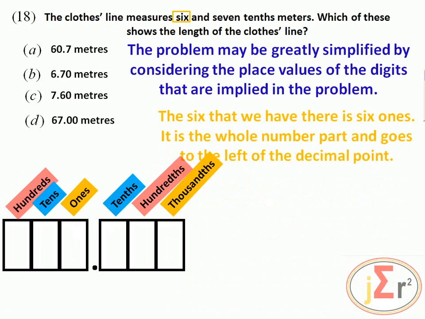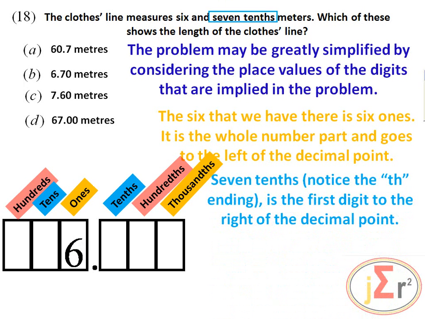The 6 that we have there is 6 ones. It is the whole number part and goes to the left of the decimal point. 6 ones. 7 tenths. Notice the TH ending. Tenths. 7 tenths. The tenths digit is the first digit to the right of the decimal point. So the 7 will go right there as the first digit to the right of the decimal point.